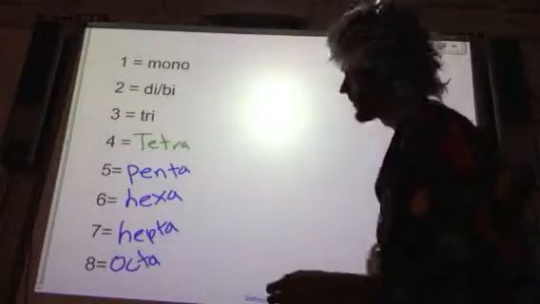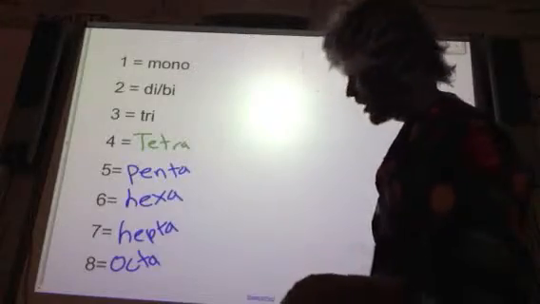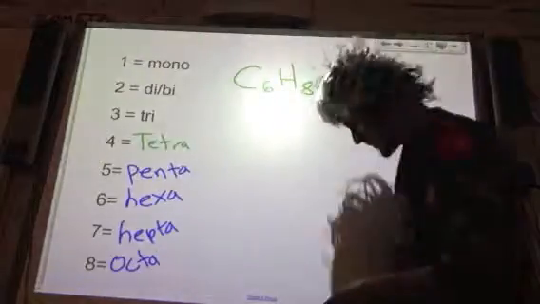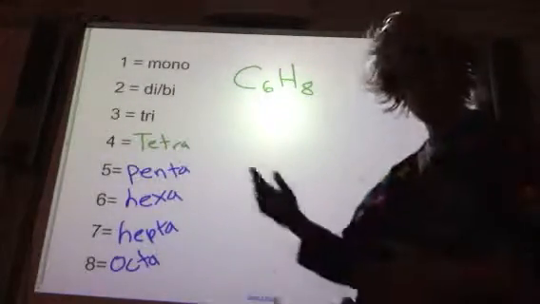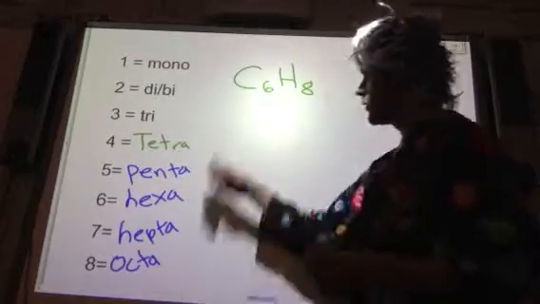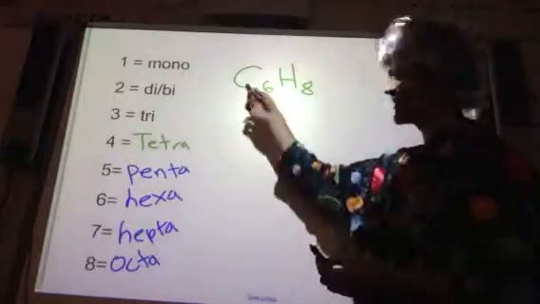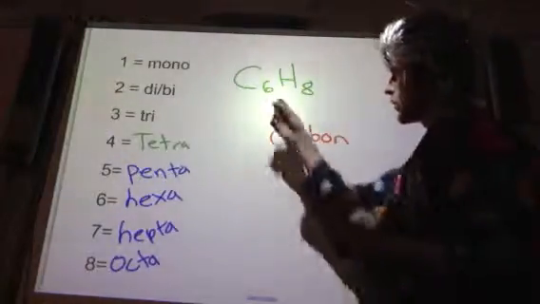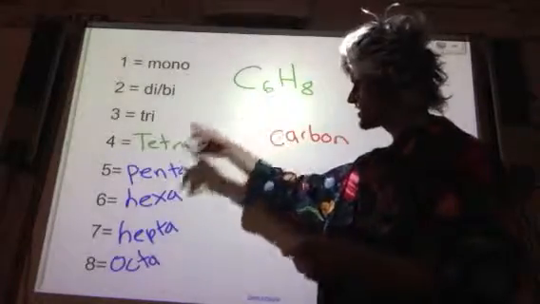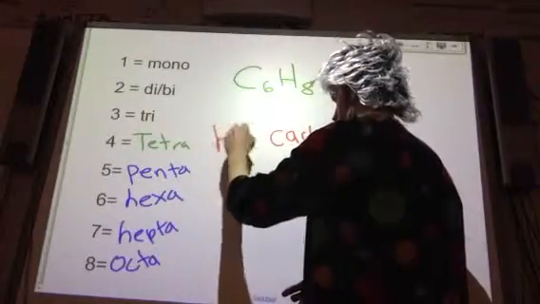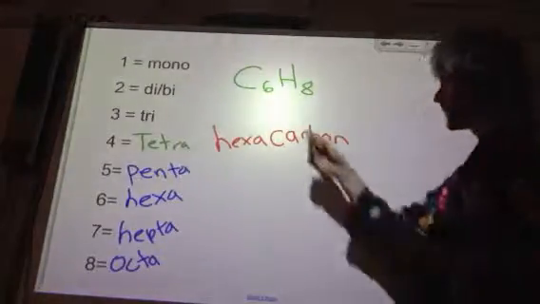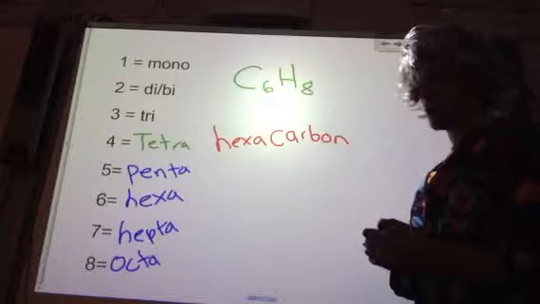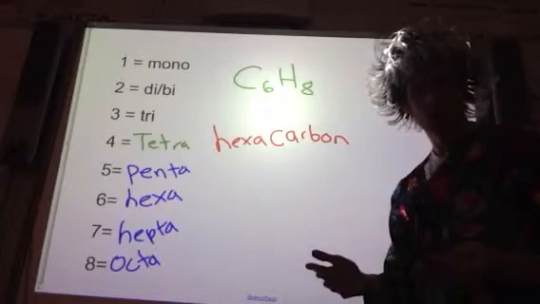Come back. Alright, so we're back. The formula was C6H8. How do we name that formula using these rules? Okay? Well, what you do is put the prefixes. What's C? It's carbon. Right? What prefix do we put ahead of carbon? We'll go to 6. Hexacarbon. Okay. H. Hydrogen will be hydride. Shortened it up.